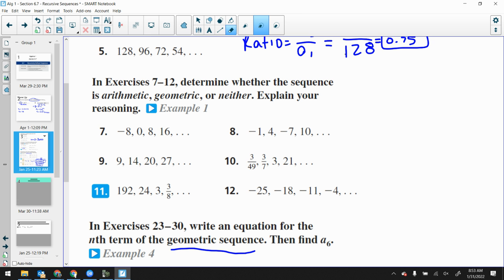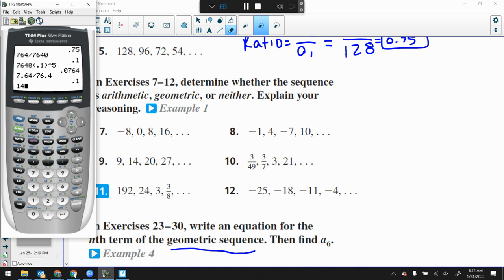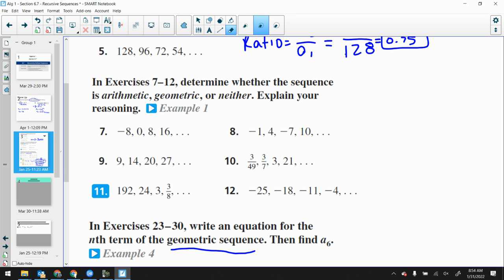Then you take a look at 14 divided by 9, a sub 2 divided by a sub 1. This is what I'm going up by, right? If I multiply that by 14, I should get 20 if this is geometric. So is it geometric either? No. Yeah, same type of thing there.